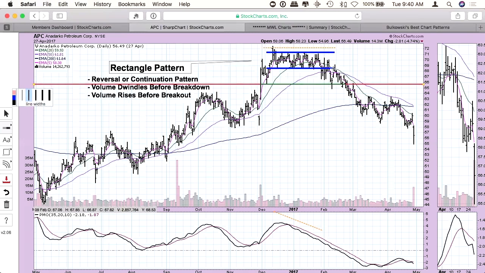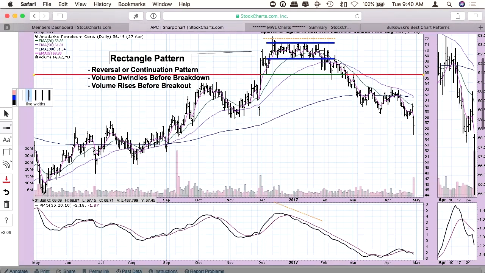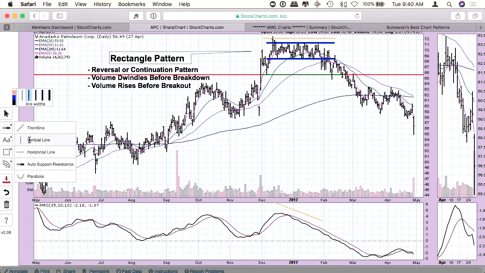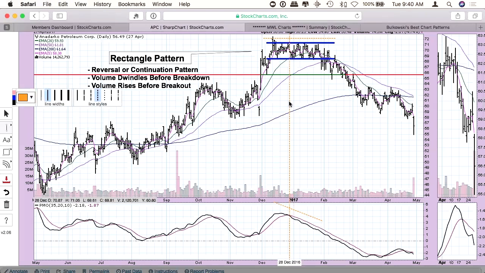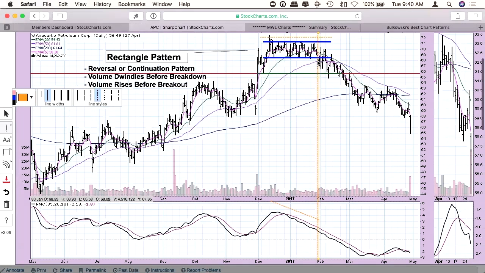All right, so we'd have seen this when we got the breakdown. And I'm going to show you what's going on with the PMO. And we'd have that negative divergence, and that's when we get the breakdown. And so now our minimum downside target is the length of the pattern. So now I have to set my stop and I have to set my target. Well, the target's already here.